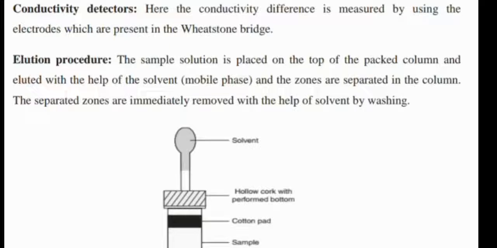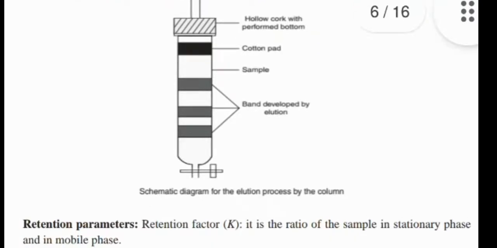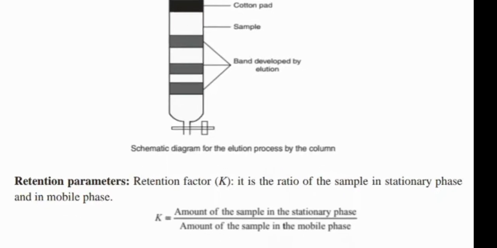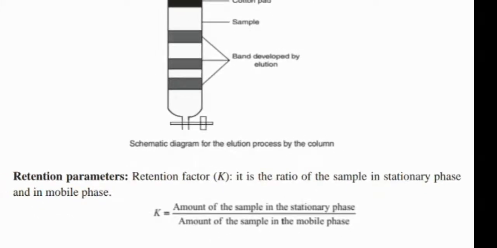And elution procedures: the sample solution is placed on the top of the packed column and eluted with the help of the solvent, and the zones are separated in the column. This is the schematic diagram of the elution process of the column. Further, we have the retention parameters. Retention factor k is the ratio of the sample in the stationary phase to that in the mobile phase.